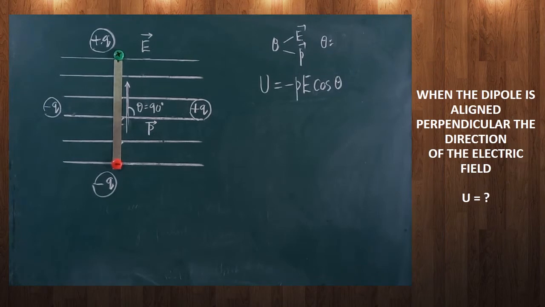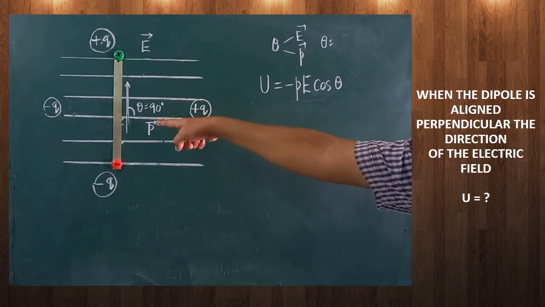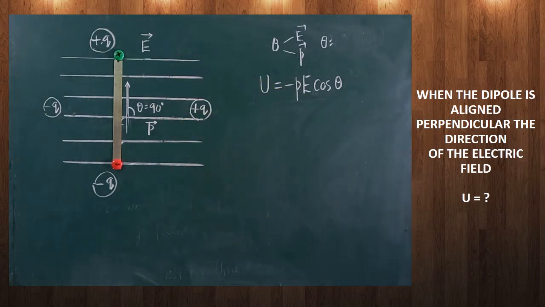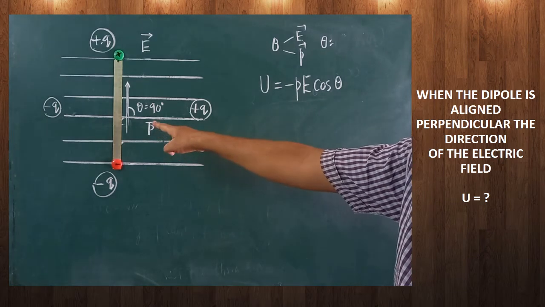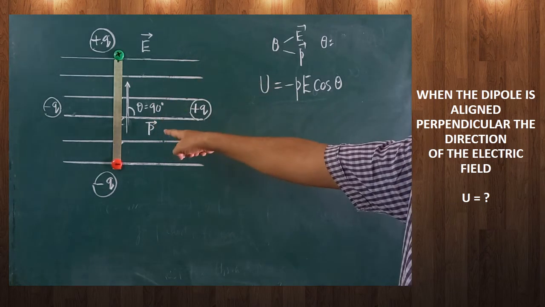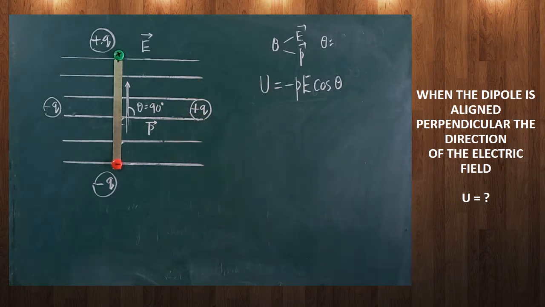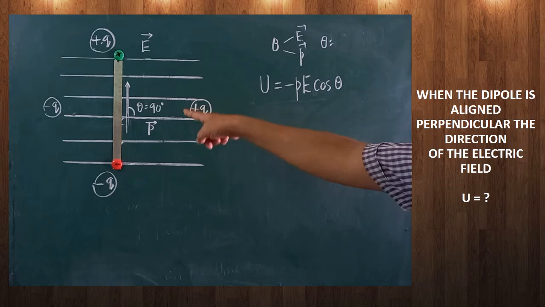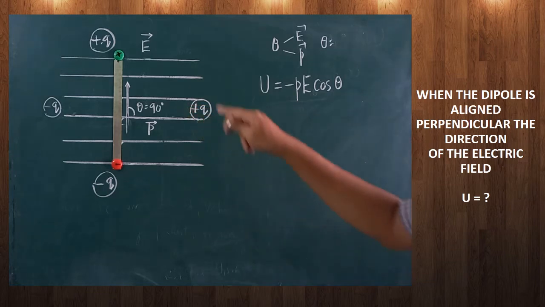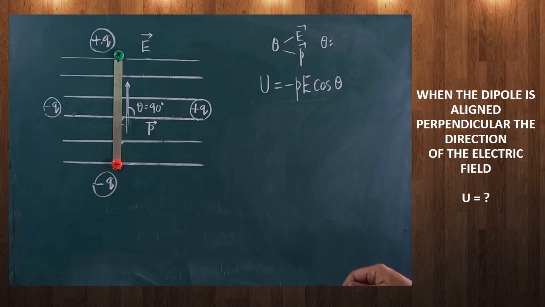Now we are going to see the second case. In this second case, look at how the dipole is placed. The dipole is kept perpendicular to the electric field. Therefore, between the dipole moment and E, what is the angle? 90 degrees. Two vectors are there: the dipole moment vector and the electric field vector. Between these two, what is the angle? 90 degrees. Now in this position, we have to calculate how much electrostatic potential energy is stored in the dipole.